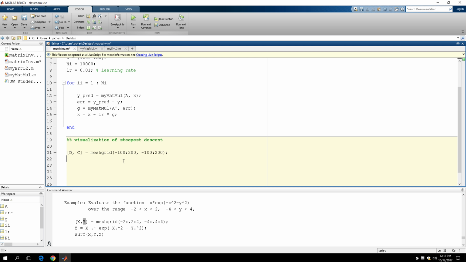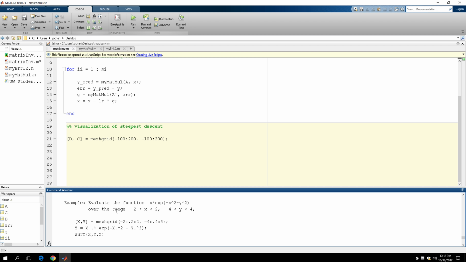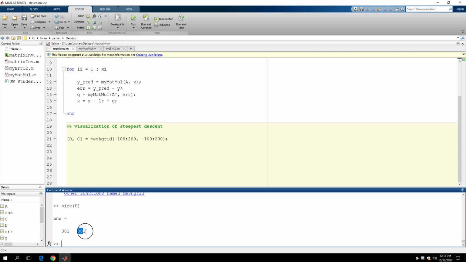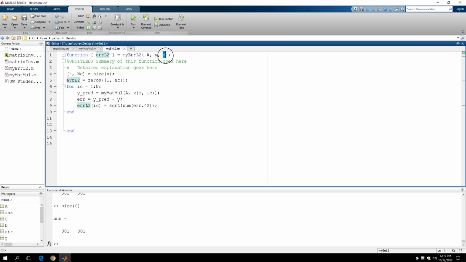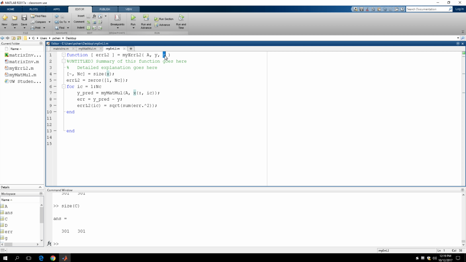But if you run this piece of code, let's hold down the control key and press enter, then it's going to run this piece of code. If you take a look at the size of D and C, both of them are matrices. So 301 by 301, right? Size of C, 301 by 301, right? So these two are matrices. They are not vectors, right? But our function myER_L2 actually takes an X that's 2 rows, right? That's 2 rows. So how do we convert D and C into a format that can be put in as the last input to myER_L2, right?